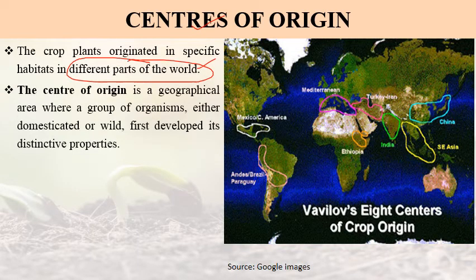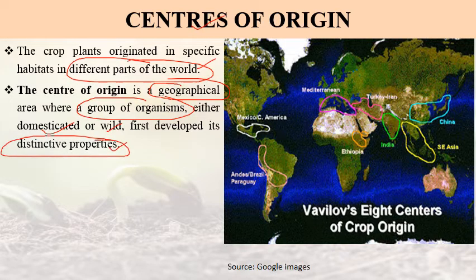So the center of origin is a geographical area where a group of organisms, either domesticated or wild, first developed its distinctive properties. So ऐसा geographical area जहाँ पे group of organisms, especially we will discuss here about the cultivated plants, जहाँ पे domesticate हुए हैं या wildly grow करते थे, and they first developed its distinctive properties there. So that geographical area is known as center of origin.